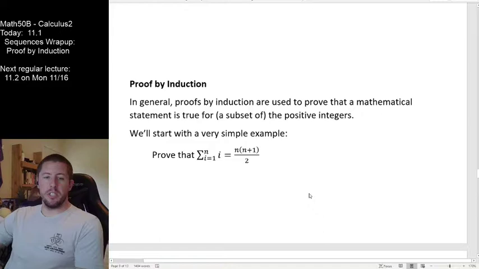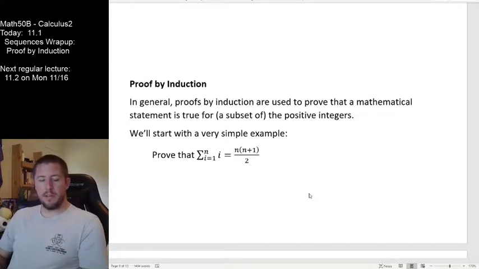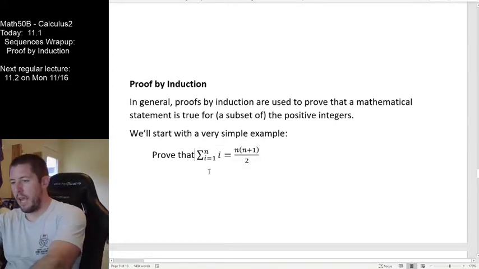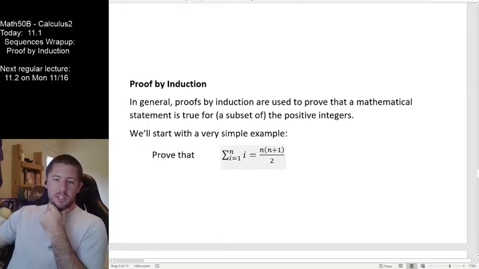So proof by induction. In general, proofs by induction are used to show that a mathematical statement is true for the positive integers. We can get some special subset cases there, but in general, this is used to prove that a claim is true for all positive integers. For example, we are going to prove that the sum of the first n integers is equal to the final integer times the final integer plus 1, divided by 2, right? So this is a mathematical statement. We want to claim that it's true for all integer values n. No matter what number n you plug in, I want to confirm that this is a true statement.